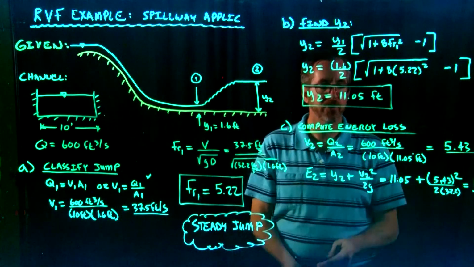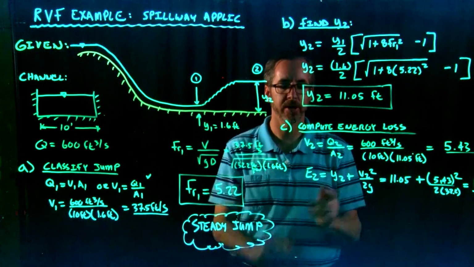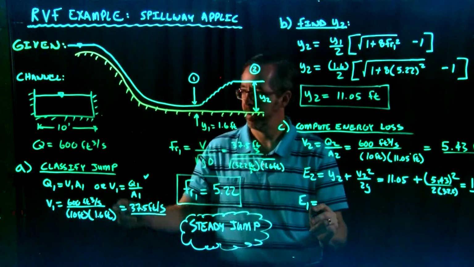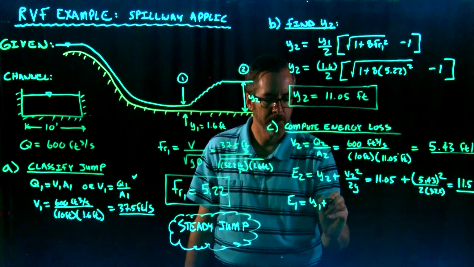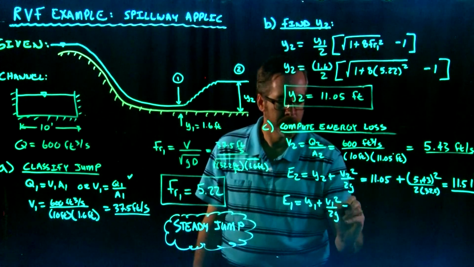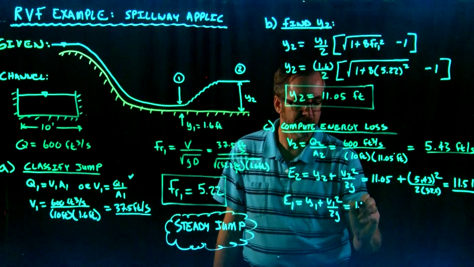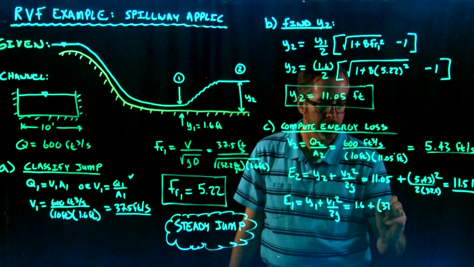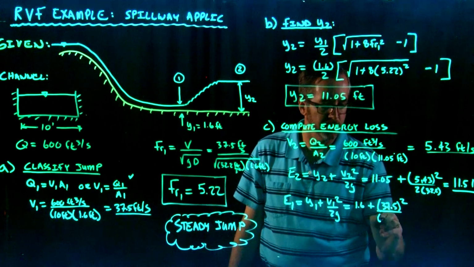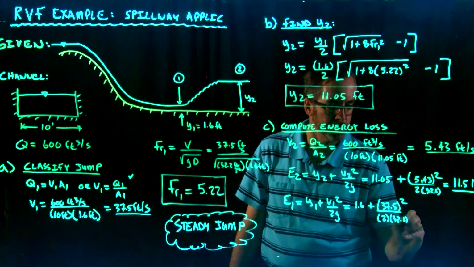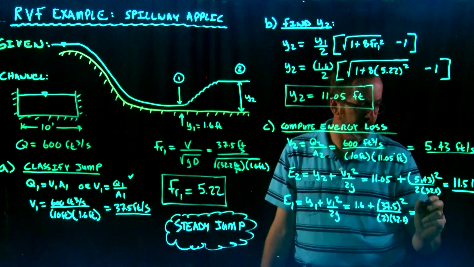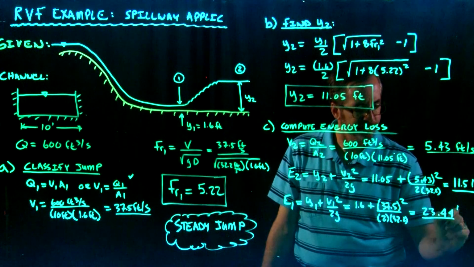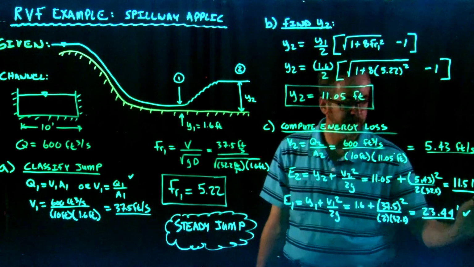Now let's figure out the energy at point 1. We can take the difference between the two to see what our energy loss is. So our energy at point 1 is going to be the same calculation, but just with the 1 terms. So it's y1 plus v1 squared over 2g. y1 in this case was 1.6 feet. We've got a much larger velocity, that was 37.5 squared over 2g. And this actually has an energy of 23.44 feet.